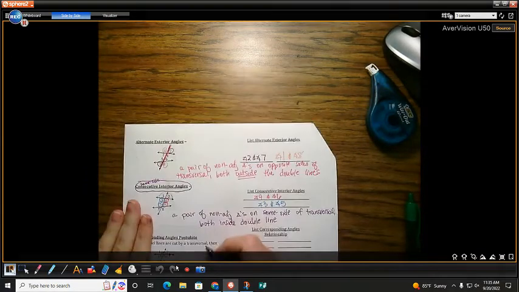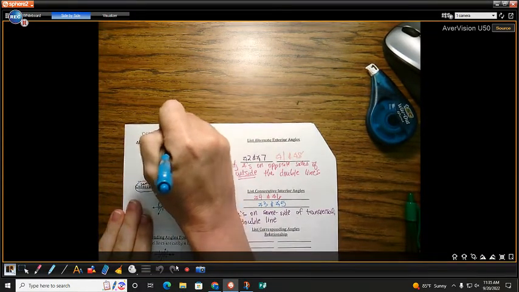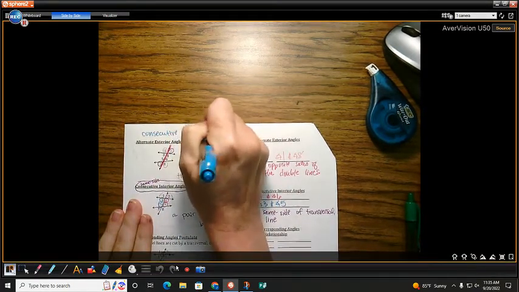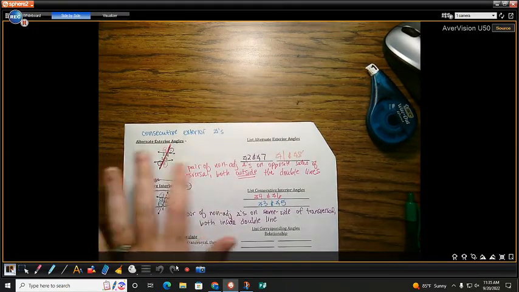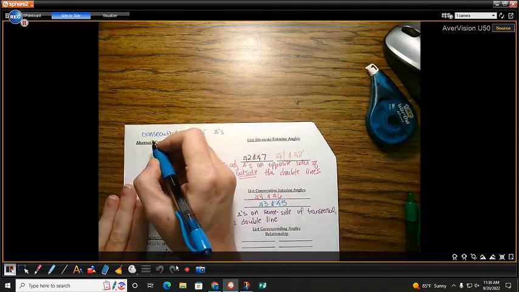I don't get to pick on Chloe much, so I'm going to pick on Chloe. So consecutive exterior. Okay, y'all, fill this in at the top. Consecutive exterior, and if you want to, really?